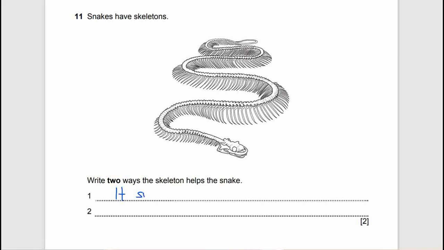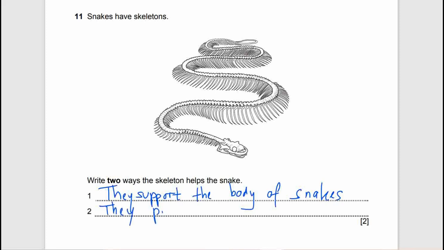It supports, so we just use, they support the body of snake. Number 2 will be they protect the body of snakes. So support and protect is the keyword.